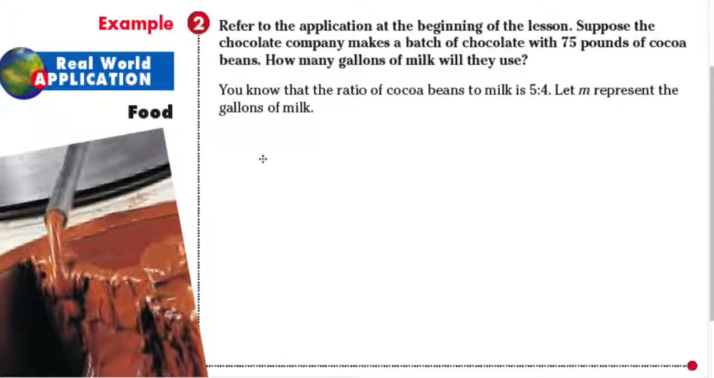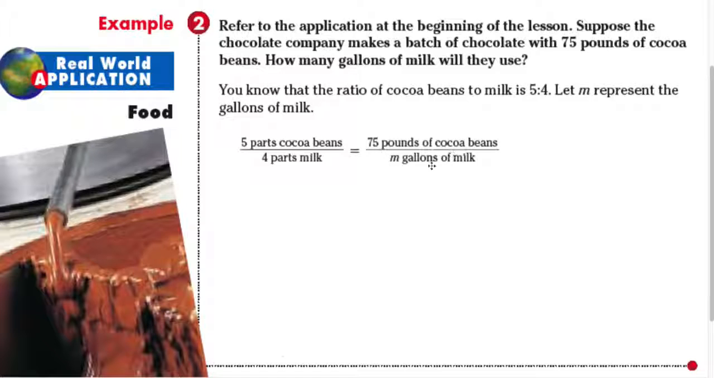Okay, so let's set up our problem. 5 parts of cocoa beans over 4 parts of milk equals 75 of cocoa beans, okay, over M gallons of milk. Okay, let's take out the units. You end up with 5/4 equals 75 over M. And remember, for this to form a proportion, we need to get the cross products, and your extremes should equal your means. Okay.